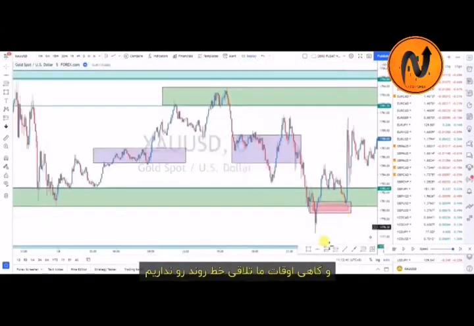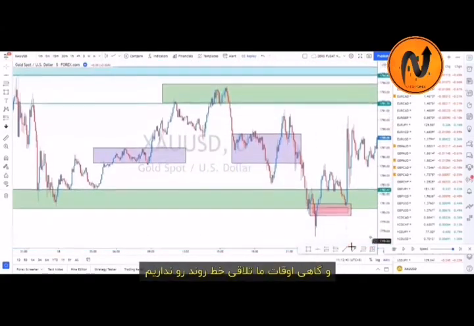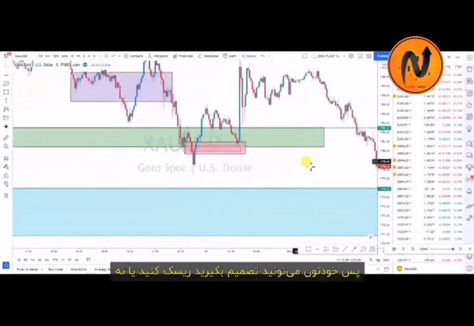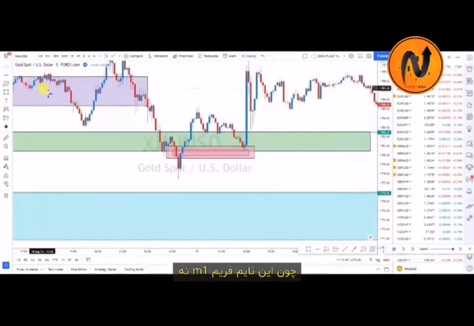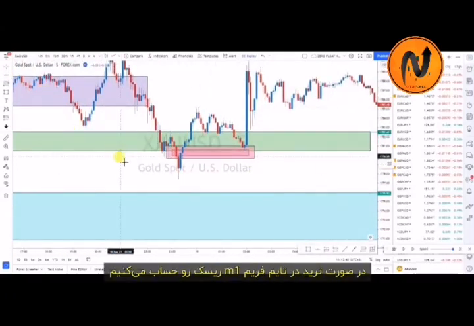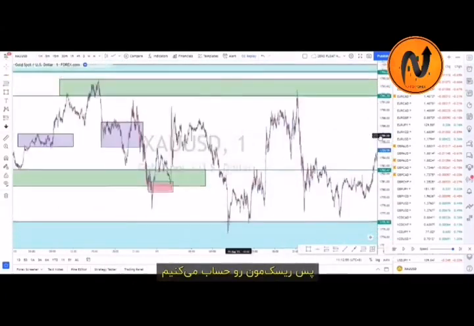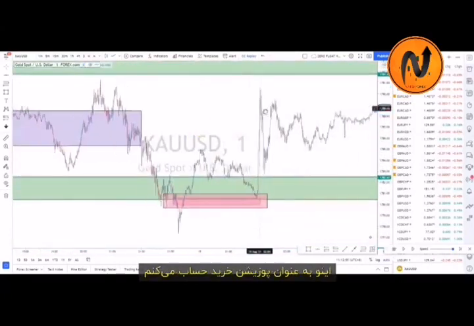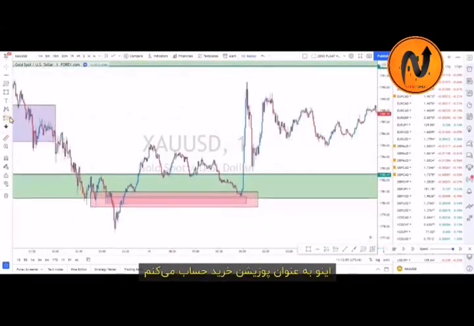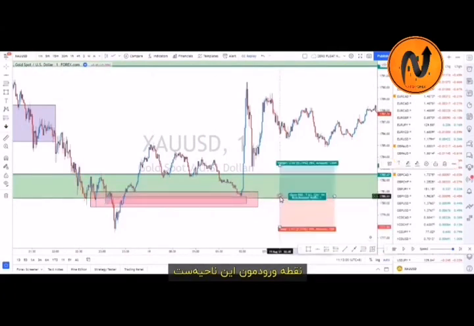And then somehow we don't have any trend line confluence. So you can decide whether you want to risk it or not. Since this is an M1 time frame, let's calculate the risk if we trade on the M1 time frame. So we calculate our risk, okay guys? I'm going to put this as a long position. Our entry point is this area here. So I'm going to risk this head here.